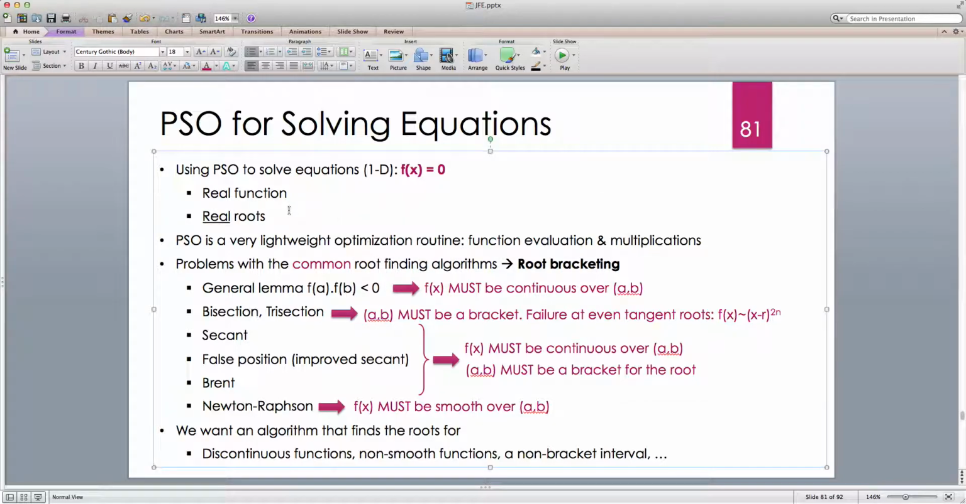And obviously one example is polynomials. Polynomials take a real number and return a real number, but in fact they could have complex roots. But here I'm just looking at the real roots. All right.